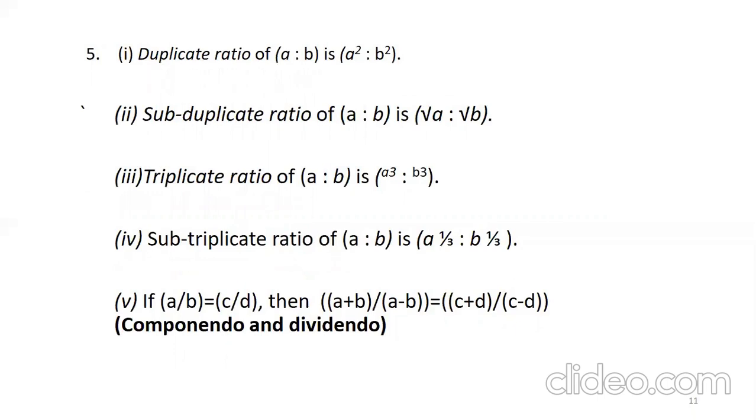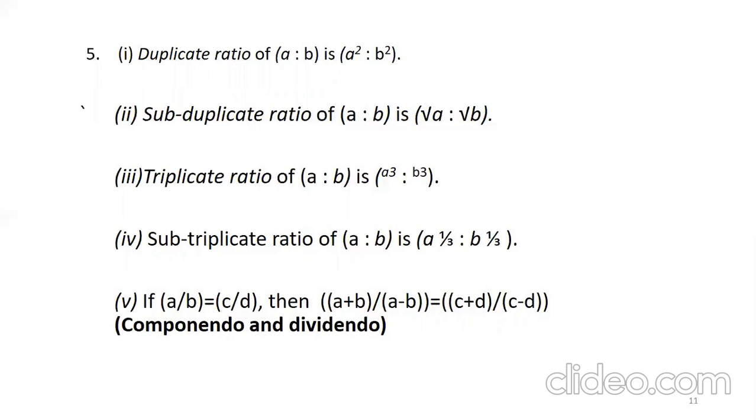What is meant by duplicate ratio? Say for example, if A is to B is considered, the duplicate ratio is A square is to B square. Suppose 2 is to 3 is a ratio, then 4 is to 9 is called the duplicate ratio. What is meant by the subduplicate ratio? It's nothing but the square root of A is to square root of B.